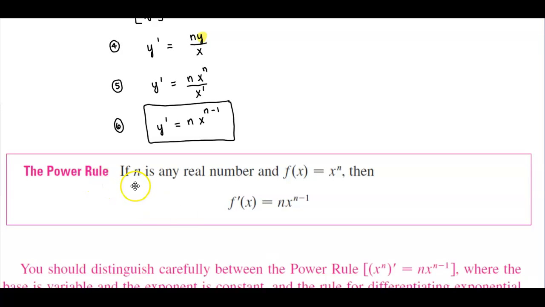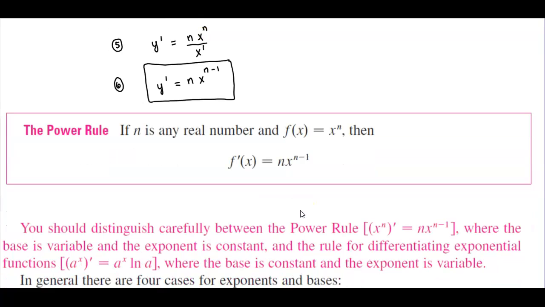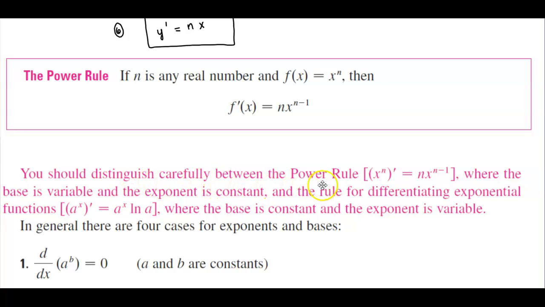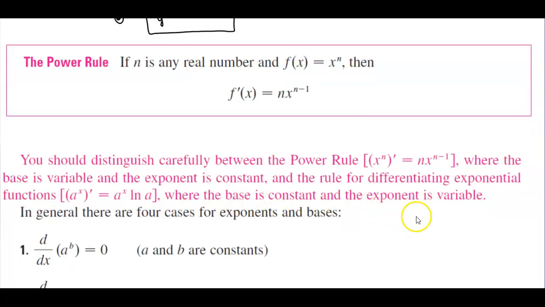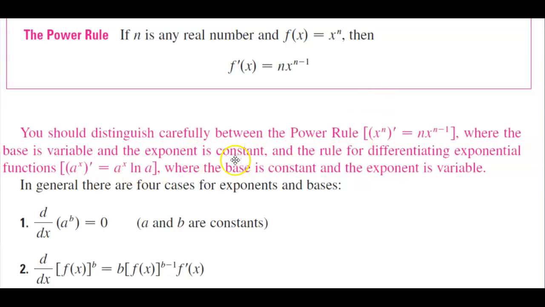So the power rule states that if n is any real number and f of x is equal to x to the n, then f prime of x is equal to n times x to the n minus 1. Now, you should distinguish carefully between the power rule, where the base is variable and the exponent is constant, and the rule for differentiating exponential functions, a to the x prime is equal to a to the x times the natural log of a, where the base is constant and the exponent is variable. So make sure you're careful of those two rules.